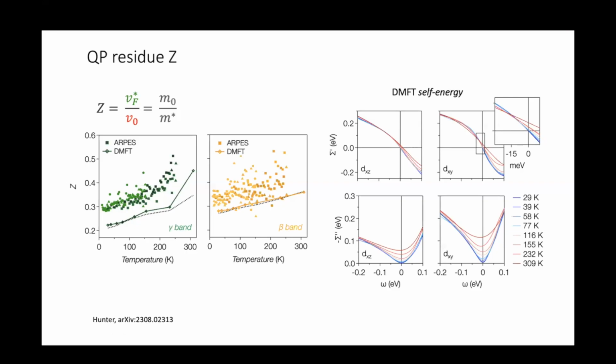In fact, Anna, if you allow me to intervene, this is Antoine. Quantum oscillation measurements for the gamma band are closer to 0.2, indeed. Yes.